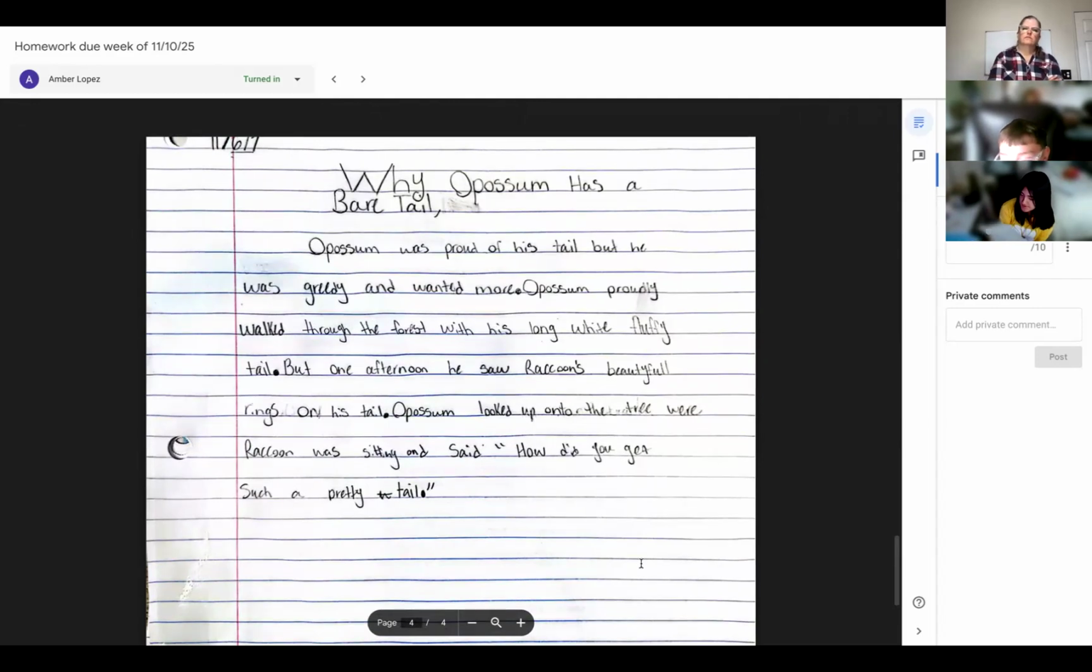Opossum was proud of his tail, but he was greedy and wanted more. Opossum proudly walked through the forest with his long white fluffy tail. But one afternoon he saw Raccoon's beautiful rings on his tail. Opossum looked up onto the tree where Raccoon was sitting and said, "How did you get such a pretty tail?"